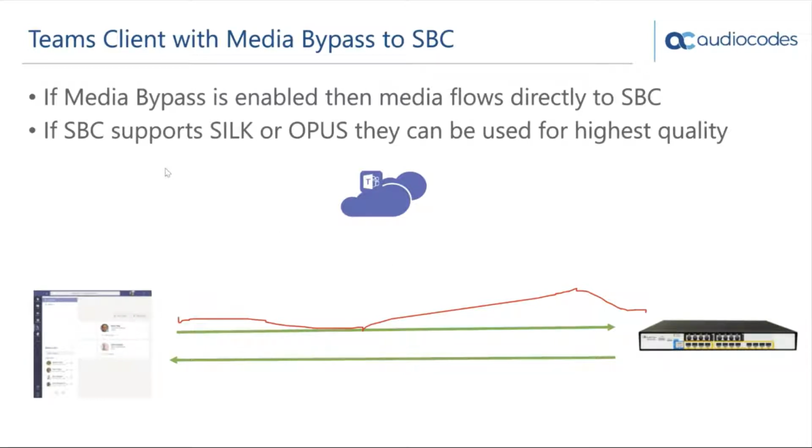Once we've got the media going, of course, we can choose which codec we're going to use, and we'll look at that in more detail later to see the advantages of each codec. These are the codecs up here, Silk or Opus, which is actually being deprecated now in Teams. So typically we try and get the media going from the client directly to the SBC using media bypass.